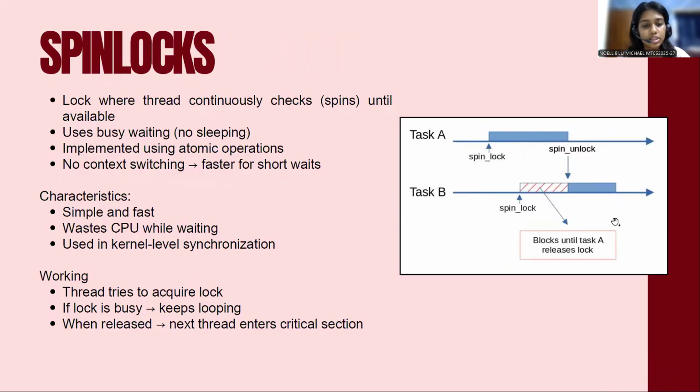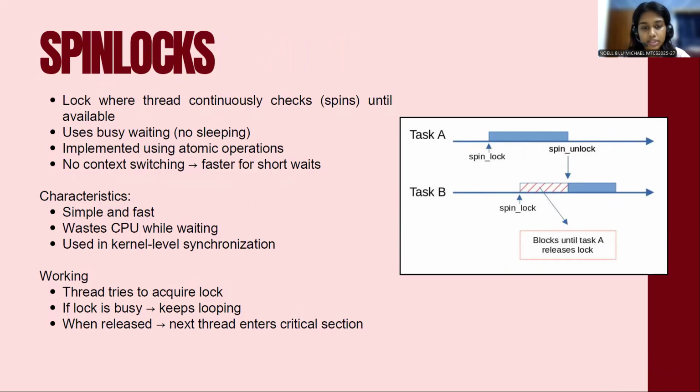So the next one is spin locks. So spin lock is a locking mechanism where a thread continuously checks whether the lock is available. So this is called busy waiting. It does not involve context switching, so it is faster for short waiting times. However, it wastes CPU resources if the wait time is very long.